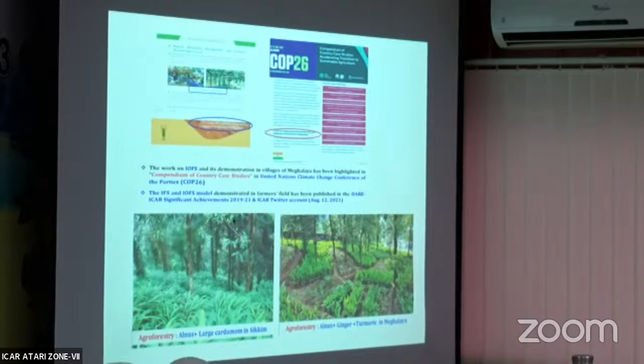Then other important agroforestry systems are climate resilient. I can tell you, Elnas large cardamom base is from Sikkim. And agroforestry with Elnas, India, turmeric, and Nayala, this sort of agroforestry is promoted.